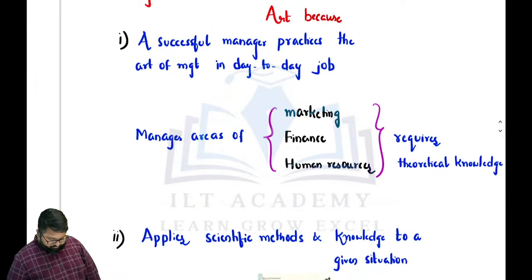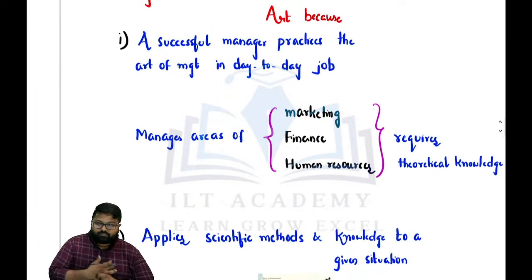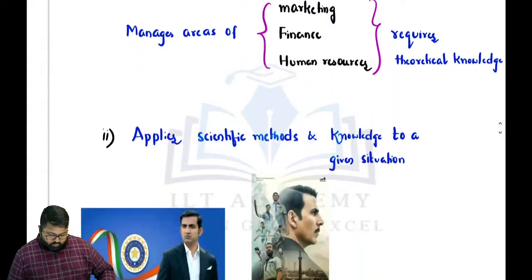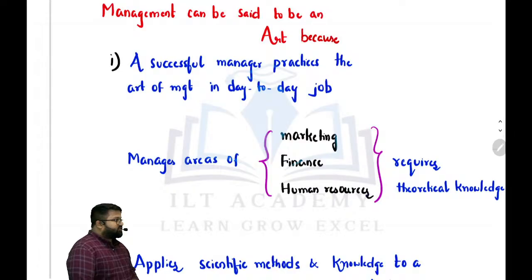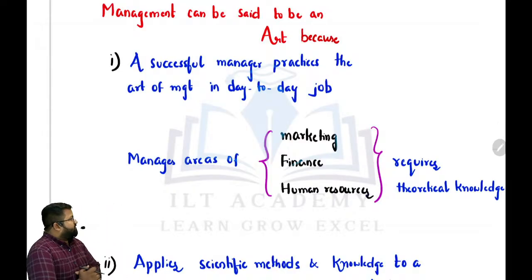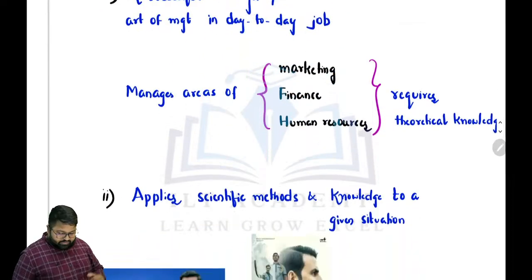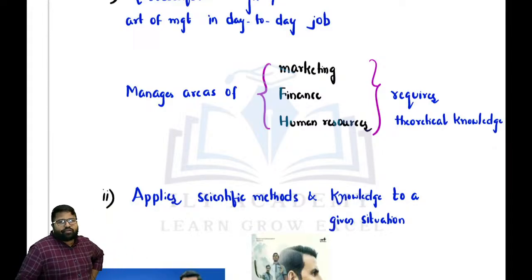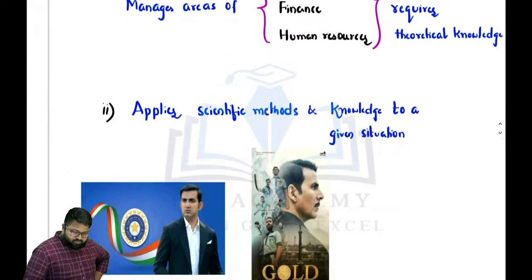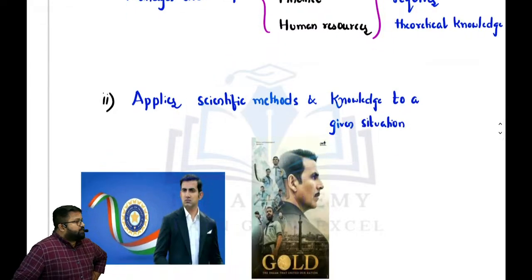Okay, what is the second? Is that point done till here, ma? Or still writing? If done with that point, go with the second one, ma. The second justification to conclude that management is an art: it applies scientific method and knowledge to a given situation.